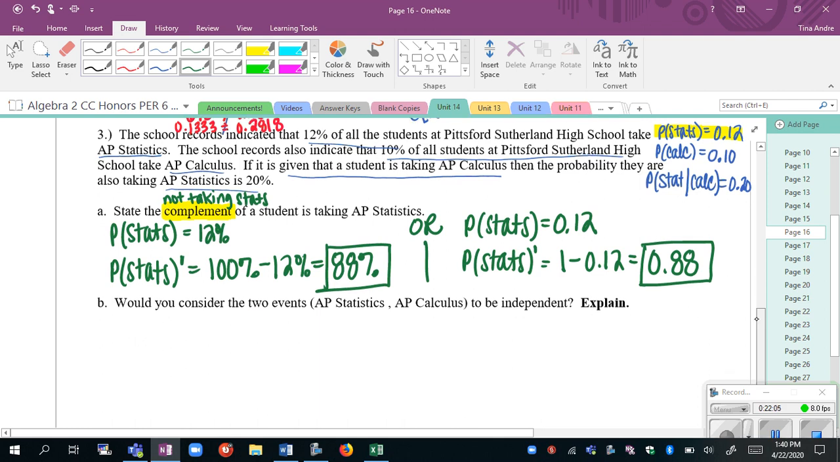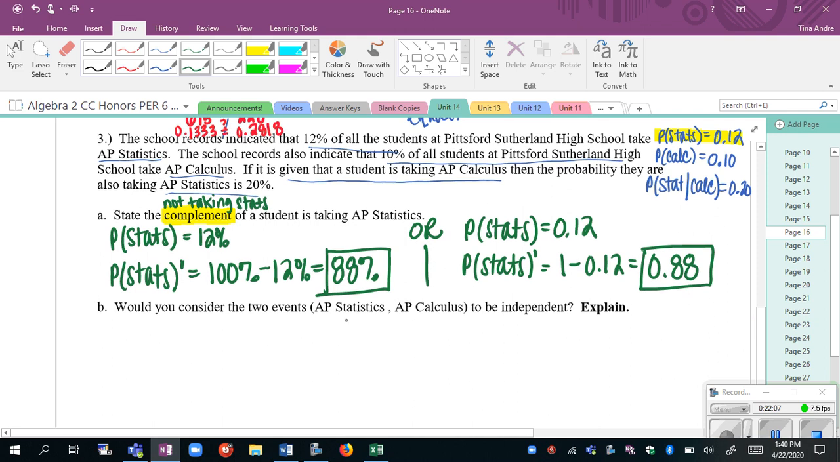And then it says, would you consider the events AP Stat and AP Calc to be independent? For this, I have to be a little bit more careful about which formula I use, the conditional versus multiplication, because I don't have a chart with all of the information where I can just pick anything and compare it. I have to use what's given to me. I only have these probabilities given to me, so that means I have a conditional. That tells me to use the conditional rule.